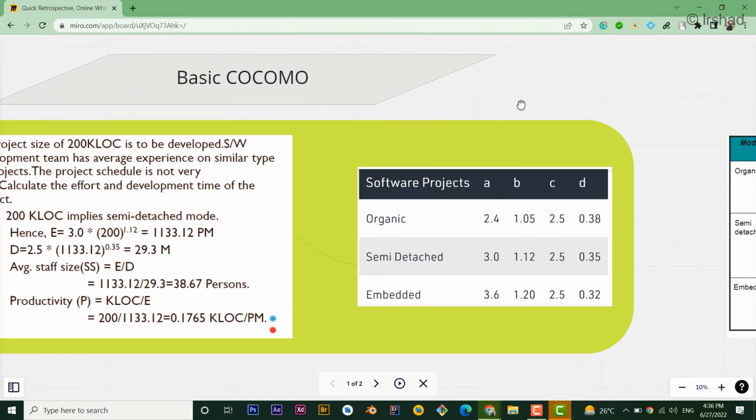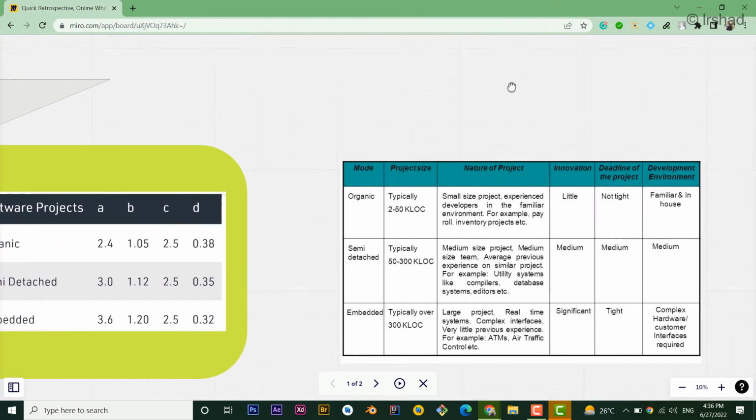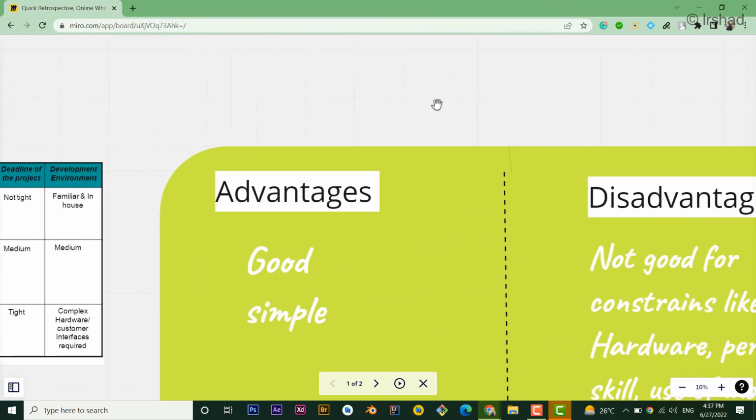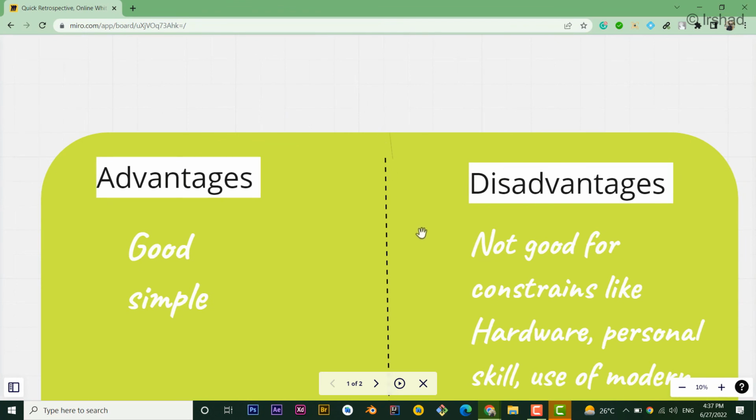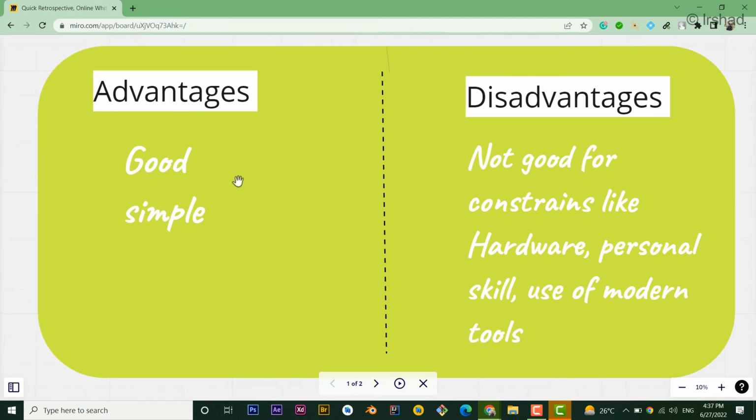Now we will see some advantages and disadvantages of the basic COCOMO model. The advantages include that it is very good for calculating the cost of the software, and it is very simple. It is the basic model, so it is very easy to use as well. And there are some disadvantages, like it is not good for constraints like hardware, personnel skills, and use of modern tools. So these are the constraints that are not included in this methodology.